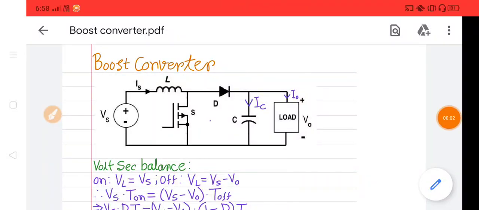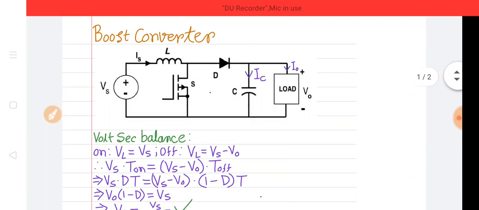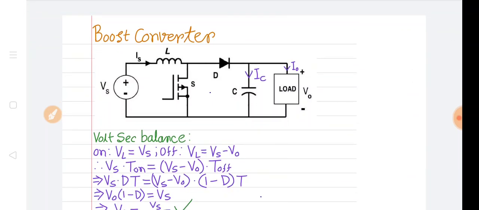Welcome. Our today's topic is boost converter. And what is the use of boost converter? Boost converter is used to step up the voltage. So I am going to discuss the operation of boost converter and some important formulas I am going to show you also, which are very useful to solve the numerical problems regarding the boost converter.